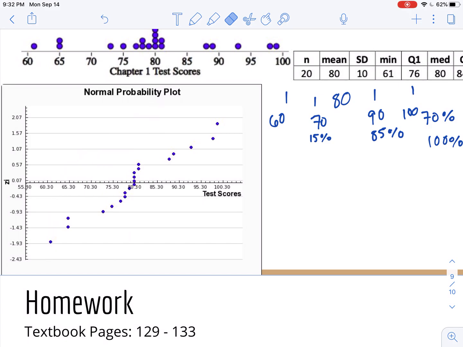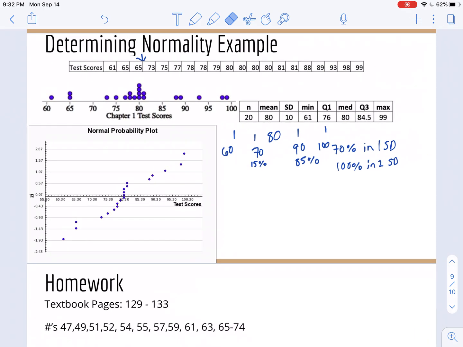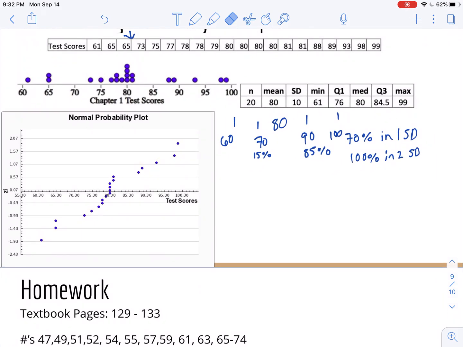This one you can make an argument for it being close to normal, especially having 70% of your data within one standard deviation, having this roughly symmetrical chart, having a normal probability plot that isn't linear looking. It doesn't seem to be linear, but the variation between that linear isn't strong, but it's not normal. It's kind of close to normal, but it's not.